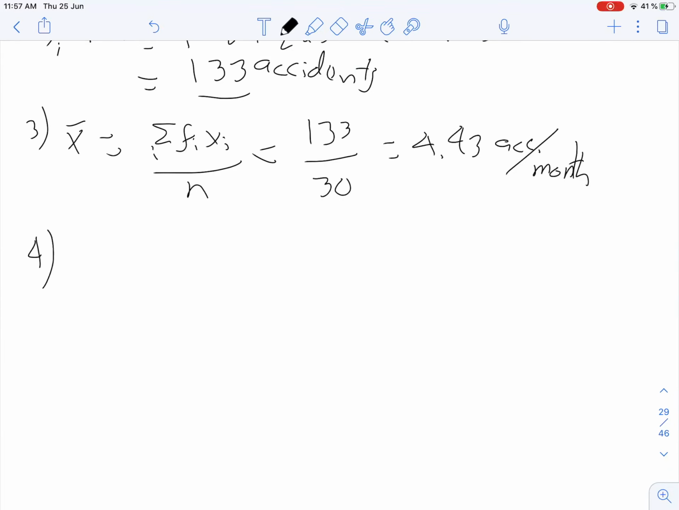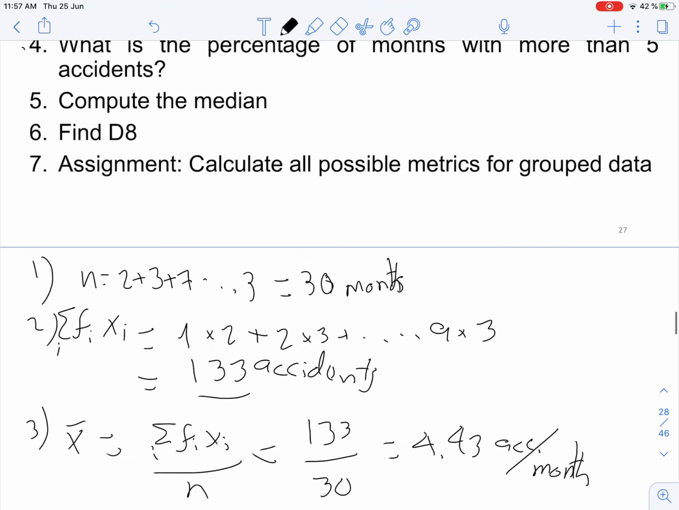So in 5, this is 4. So we have 2 plus 2 plus 0 plus 3 divided by the 30 months, right? So this is 23.3%. In 23.3% of the months, the study recorded more than 5 accidents.